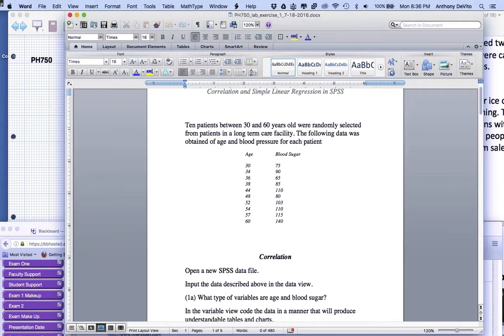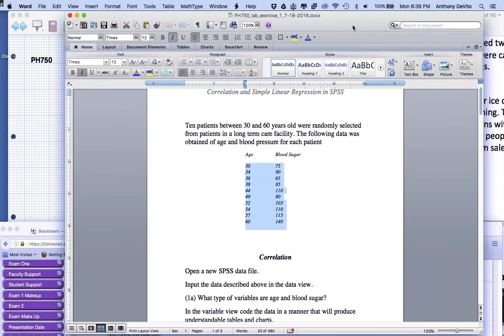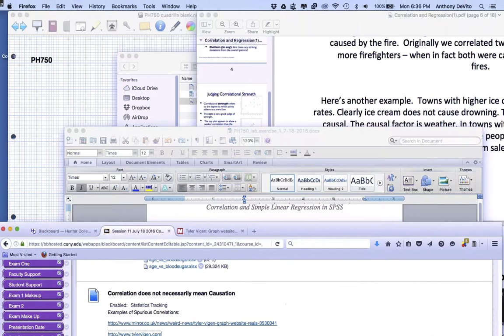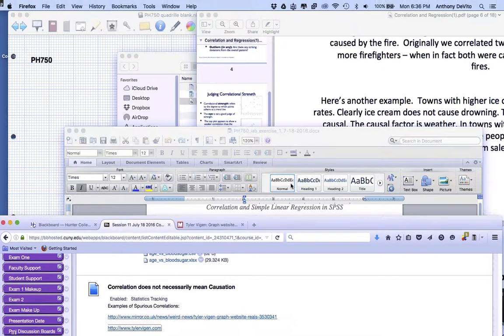I think you can either copy and paste these numbers in, or you can type them in, or I think I also have them on Blackboard as a data file.